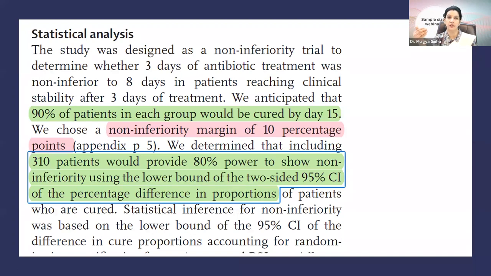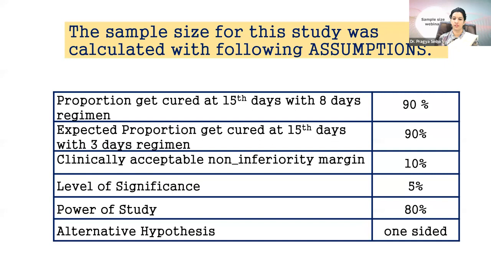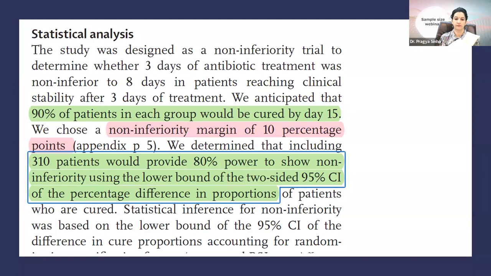Then they took the non-inferiority margin as 10 percentage points, at 80% power. So 90% was the expected proportion in both the 3-day and the 8-day groups. The clinically acceptable non-inferiority margin was 10%, that means from 90% down to 80%. They considered it a clinically acceptable margin, with a level of significance of 5 and power of 80. So it is 201. So what is their value? It is 310.